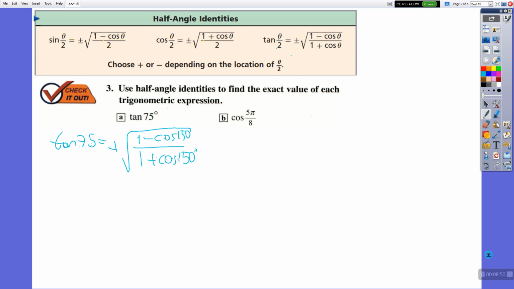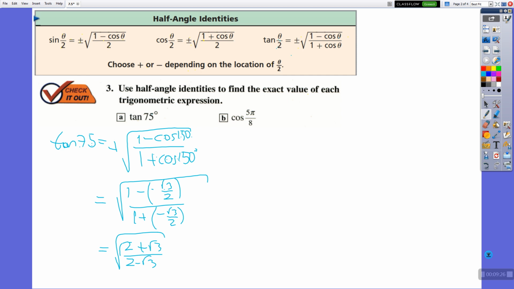So it's equal to square root of 1 minus, the reference angle for 150 is 30. We are looking for cosine 30, which is square root 3 over 2, but it's in the second quadrant. Cosine in the second quadrant is negative, over 1 plus negative square root 3 over 2. Let's simplify it. You are going to find 2 plus square root of 3 over 2 minus square root of 3 under the square root.